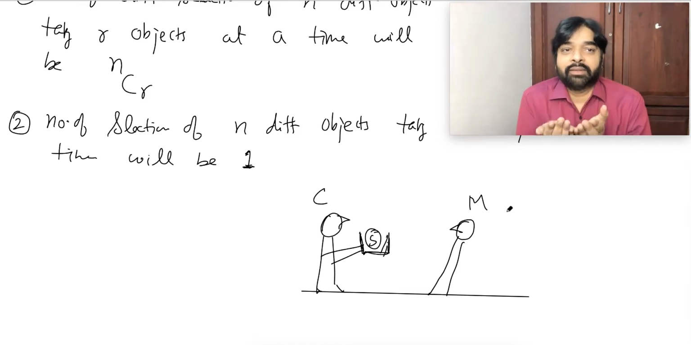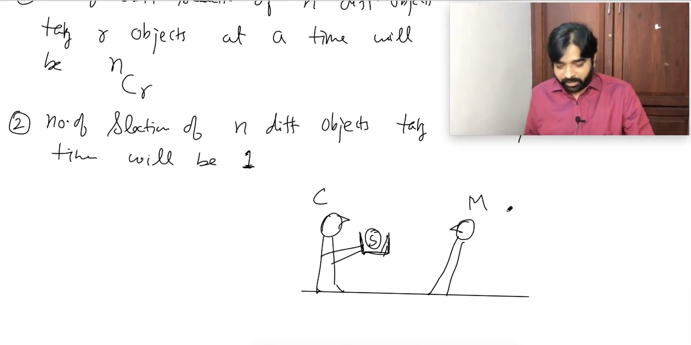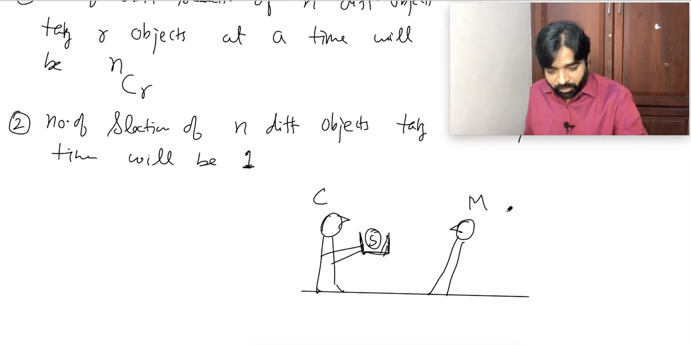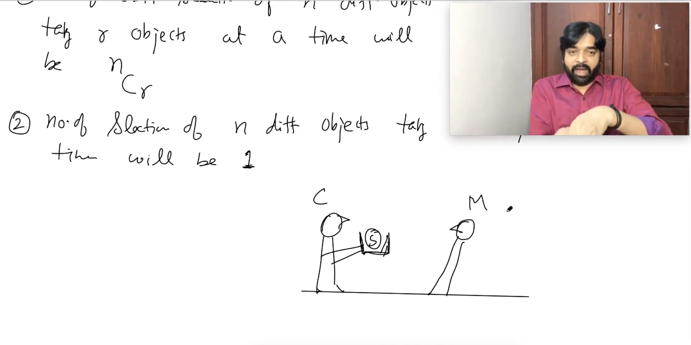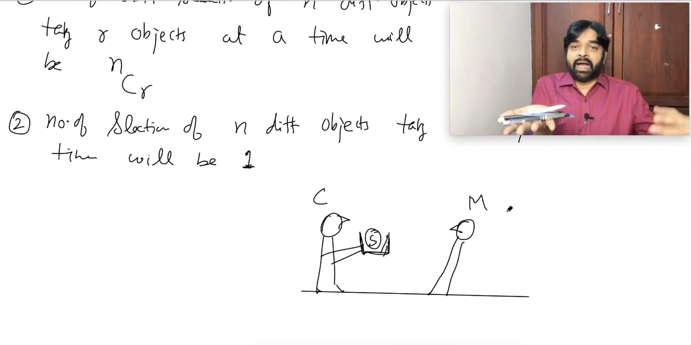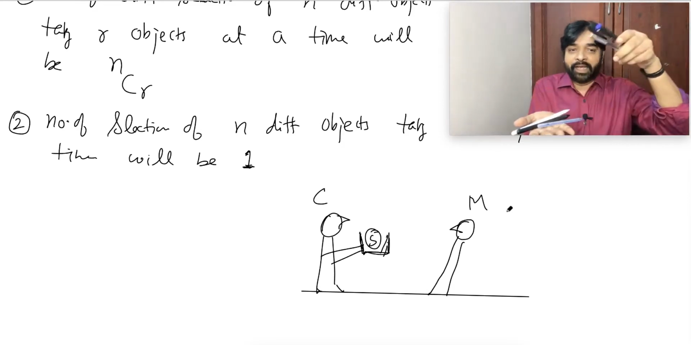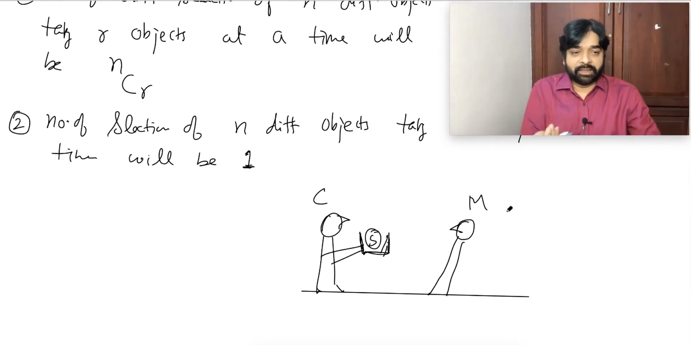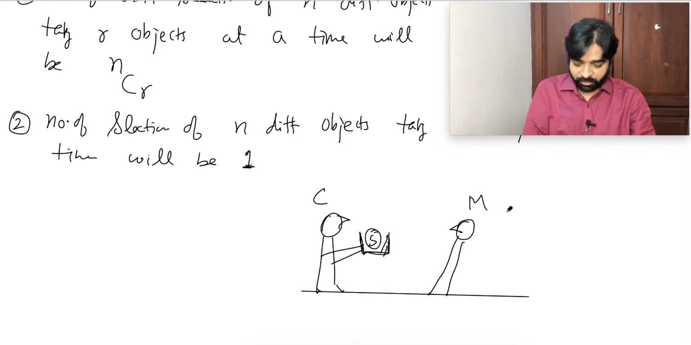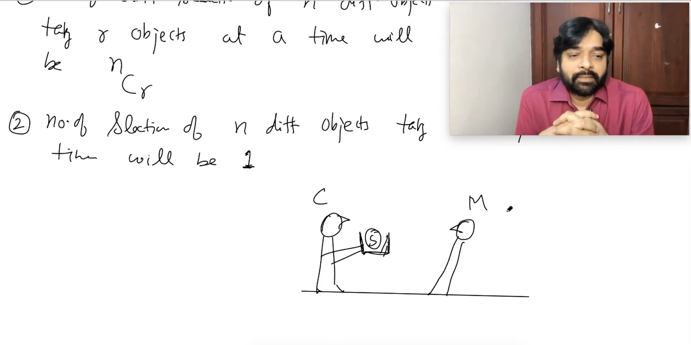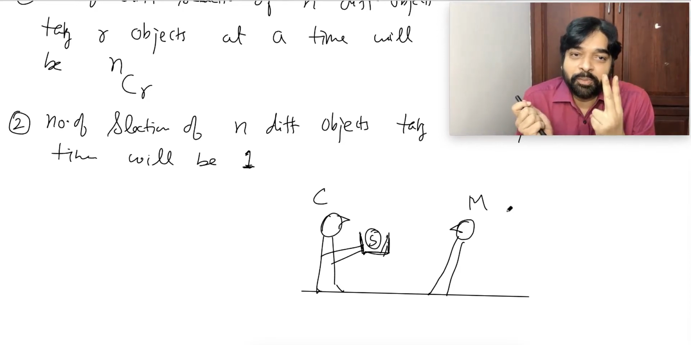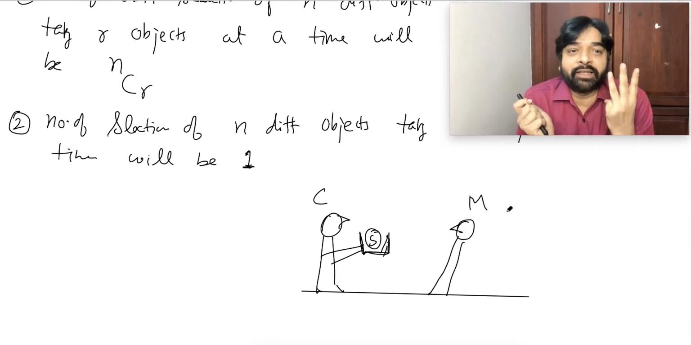Chanku is holding 5 objects in his hand, suppose 1, 2, 3, 4, 5. In my hand there are 5 pens. I asked Manku to take 2 pens. He took 2 pens. Who did the selection, Chanku or Manku? No. Both of them did the selection. If Manku selected 2 pens, so automatically Chanku selected 3 pens.